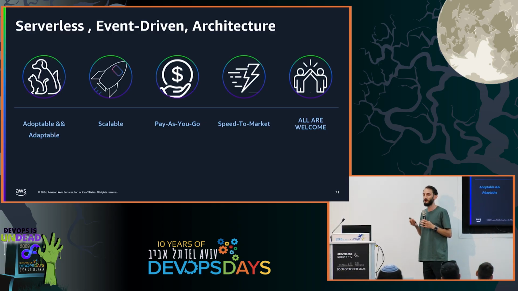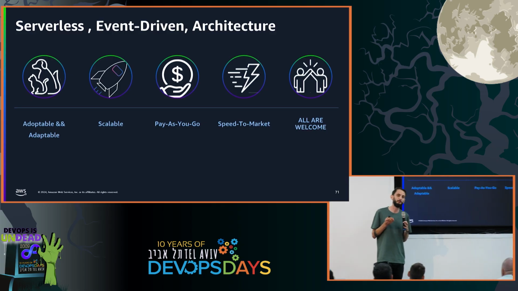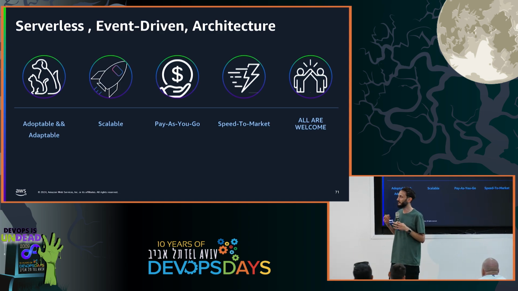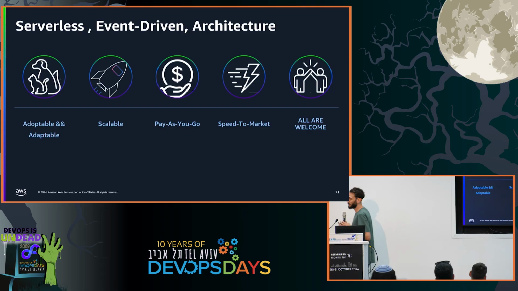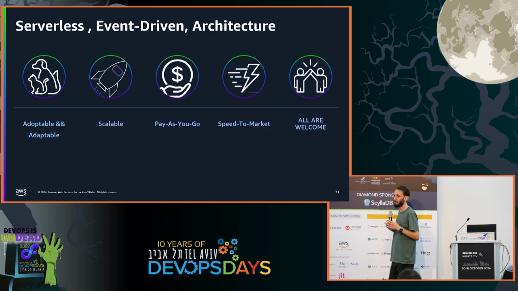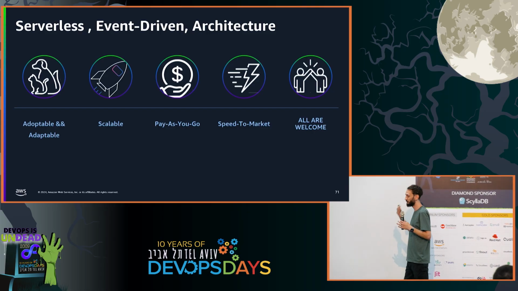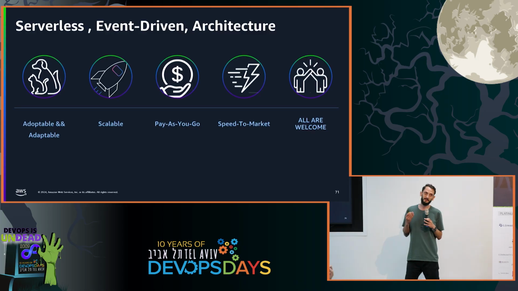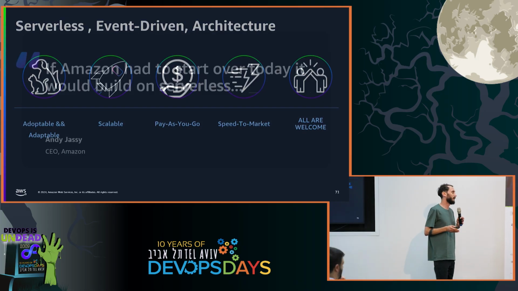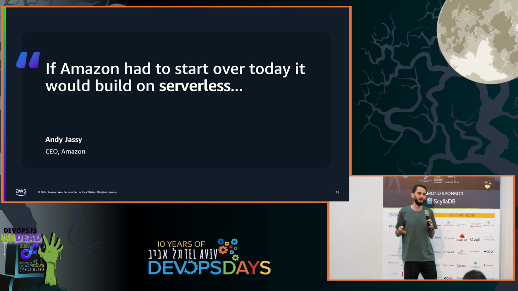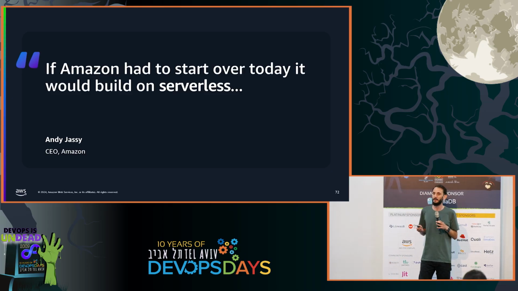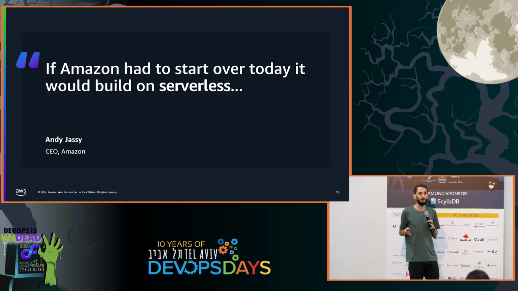With serverless, you focus on the thing that's important to your business, and if needed, it can be adapted later. And last, but certainly not least, all are welcome. No longer silos of developers or silos of DevOps. Everyone can build systems that are production ready. And to summarize with Andy Jassy's own words, Andy Jassy is Amazon CEO: if Amazon had to start over again, it would be serverless.